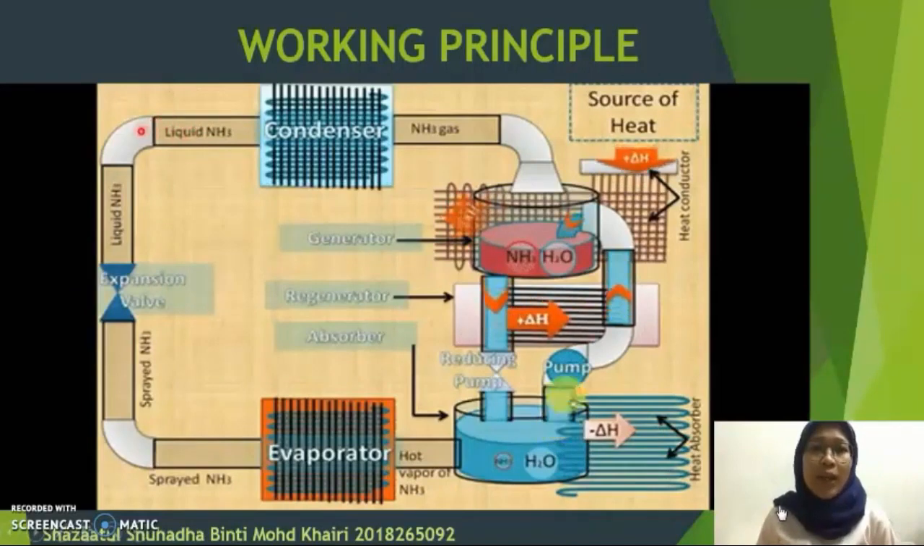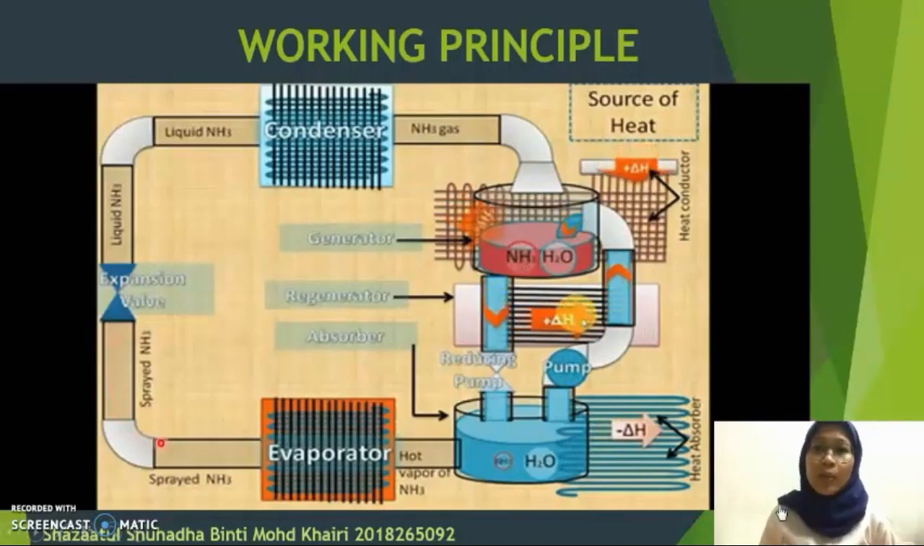Liquid ammonia coming out of the condenser will pass through this expansion valve, whereby the high pressure liquid ammonia will be expanded inside the expansion valve. We know that when expansion occurs, the pressure between the molecules decreases and thus the temperature will fall. So we get a low pressure, low temperature liquid ammonia coming out of the expansion valve.